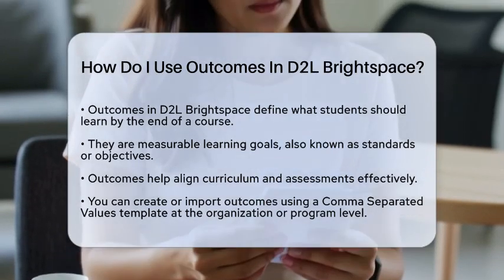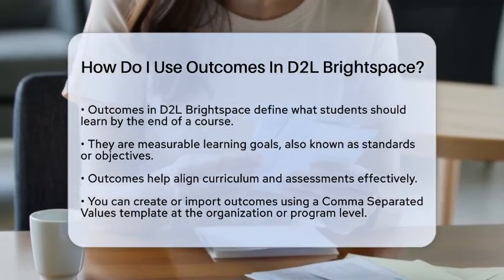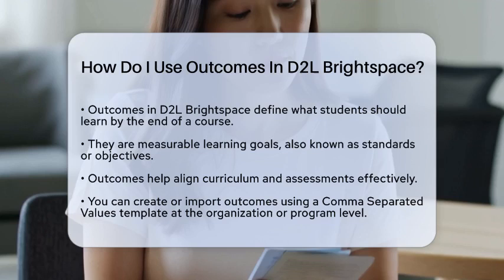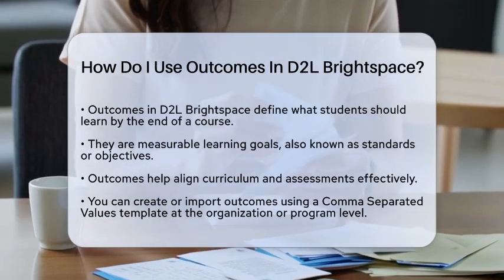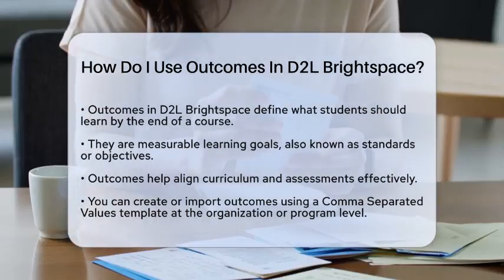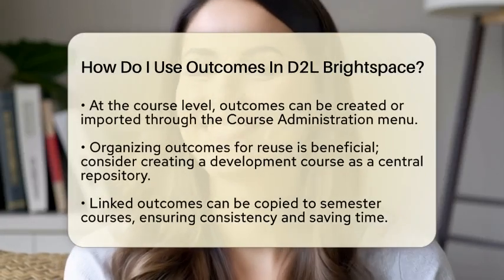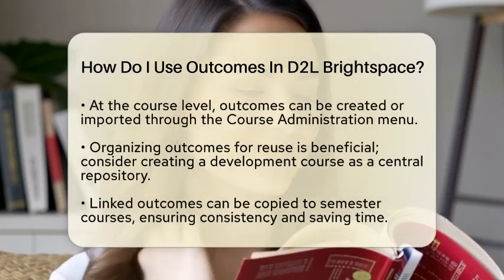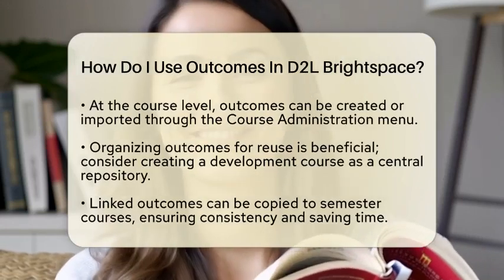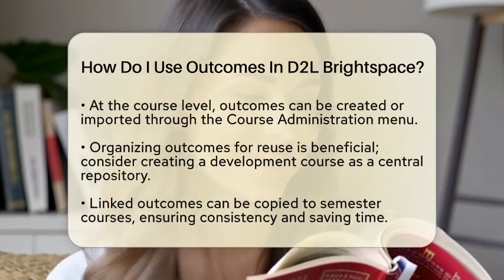Next, you can create or import outcomes. If you are working at the organization or program level, you can use a comma-separated values template to prepare a list of outcomes. This list can then be shared across multiple courses. If you are at the course level, you can create new outcomes or import existing ones through the course administration menu under the Standards or Learning Outcomes tool.